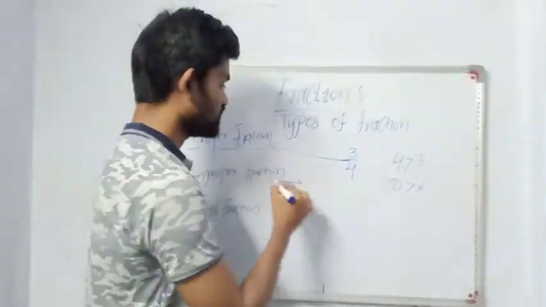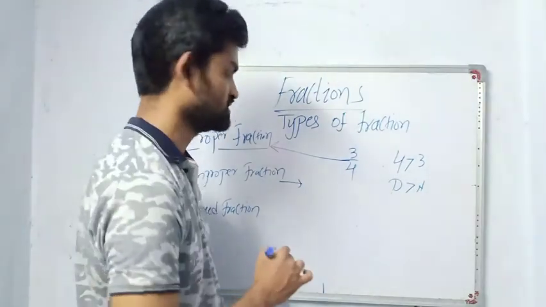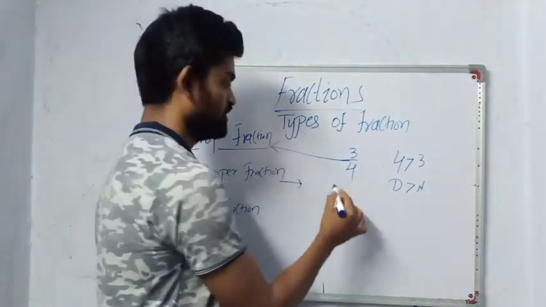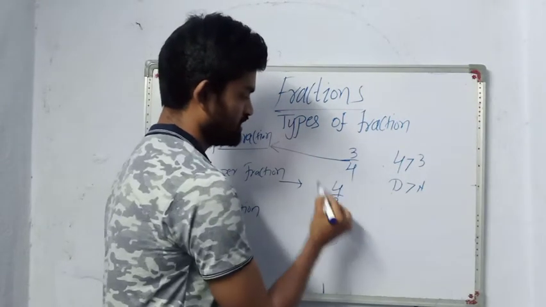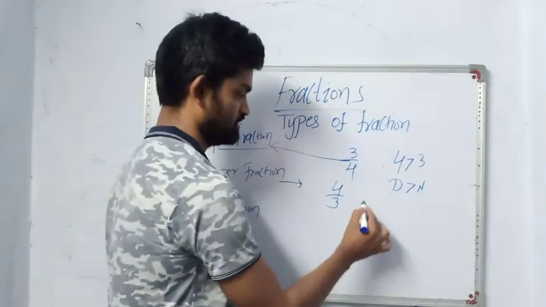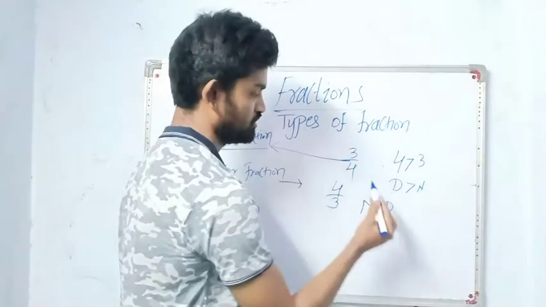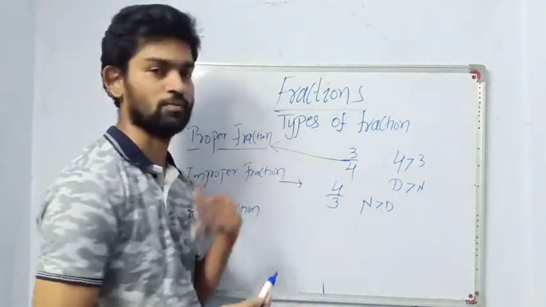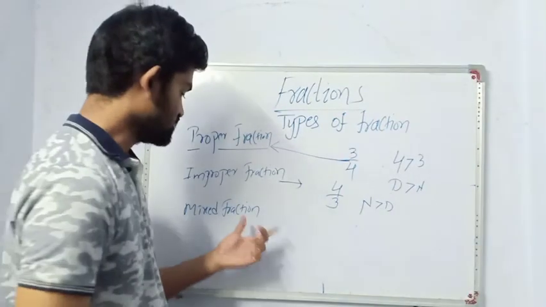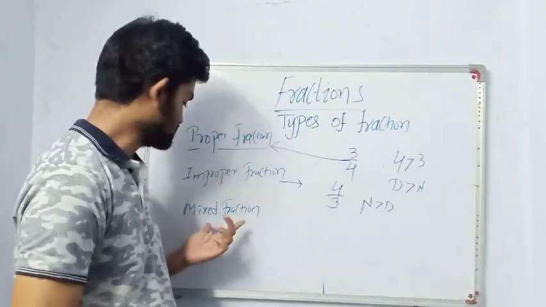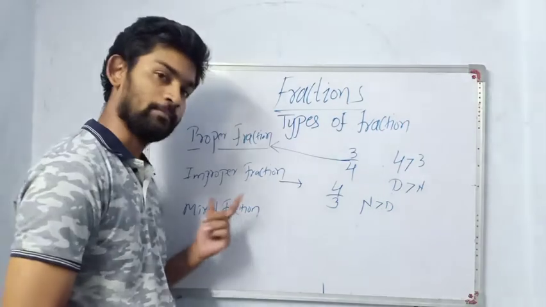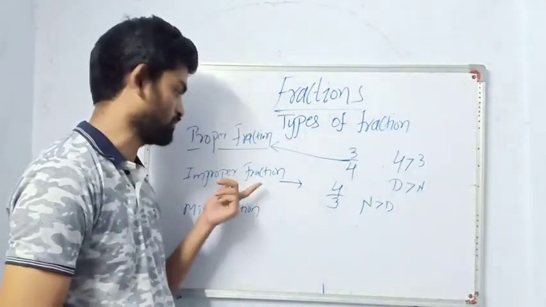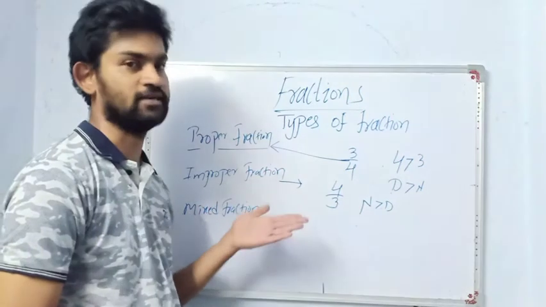Next, improper fraction. What is an improper fraction? An improper fraction is the reverse of the first one. A fraction in which the numerator is bigger than the denominator is called an improper fraction. Now we'll discuss mixed fractions. Mixed fractions are also improper fractions which have been converted.